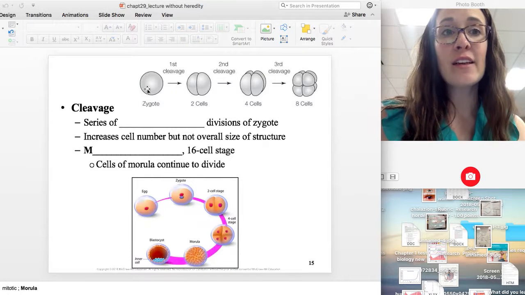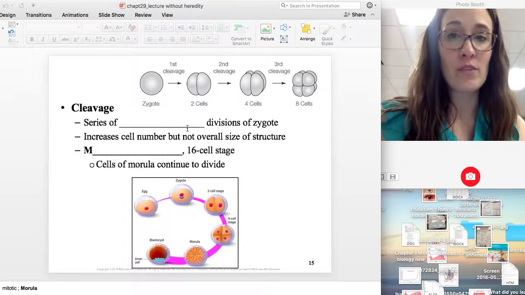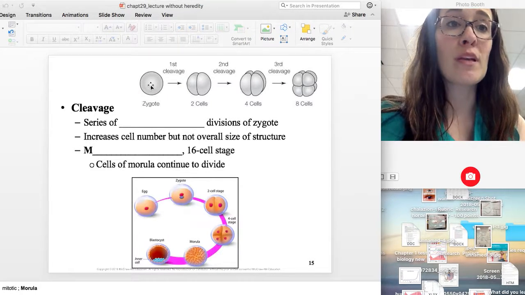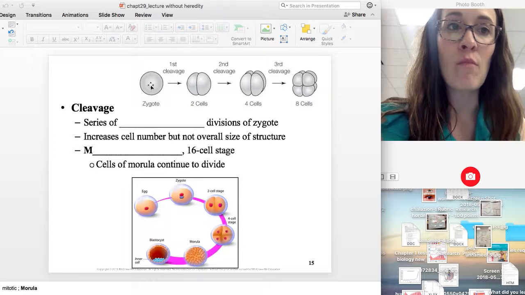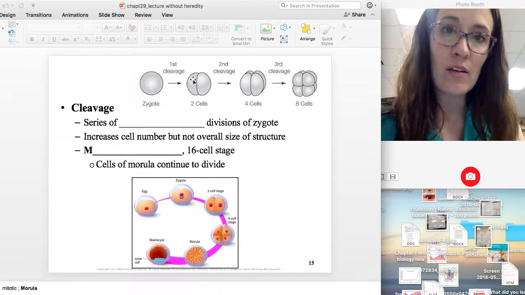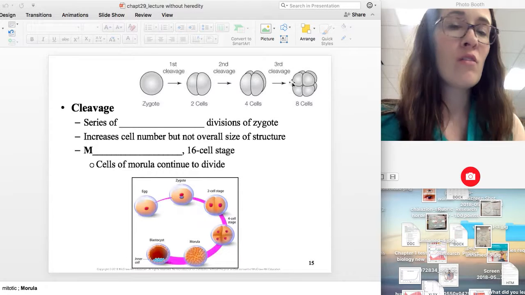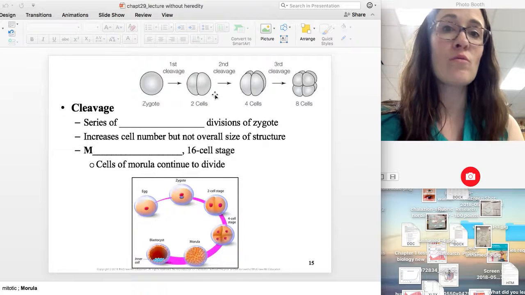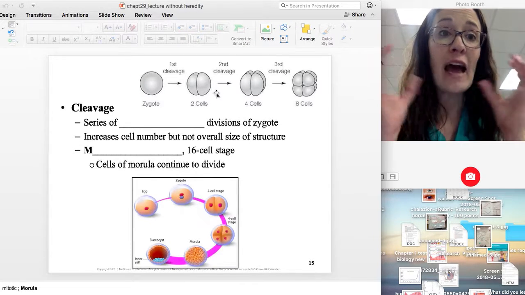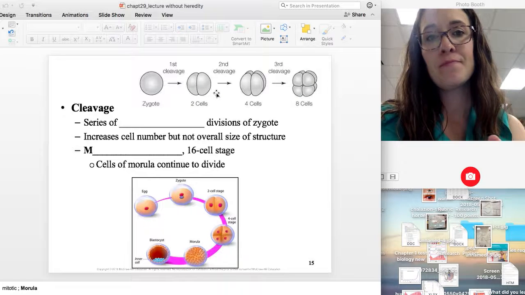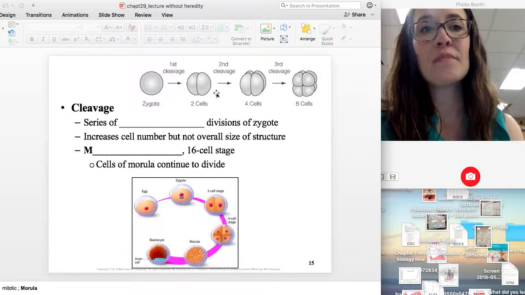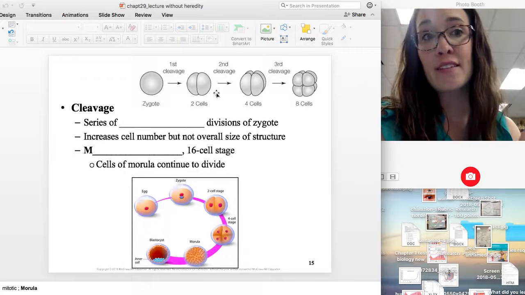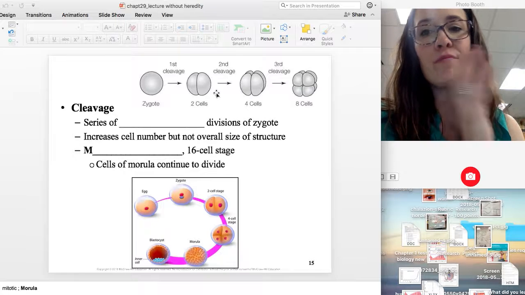Cleavage is a series of cellular divisions called mitosis, so a series of mitotic divisions. When a zygote is formed, it will initially start splitting into more cells. 2 cells, 2 divided into 4, 4 divided into 8. And these cells don't increase in size, it just increases in number of cells. So it doesn't get larger yet at this point. And the reason why these mitotic divisions happen is to create the starting cells, essentially, for the embryo.